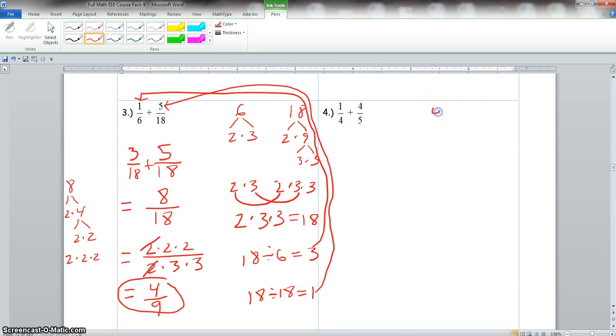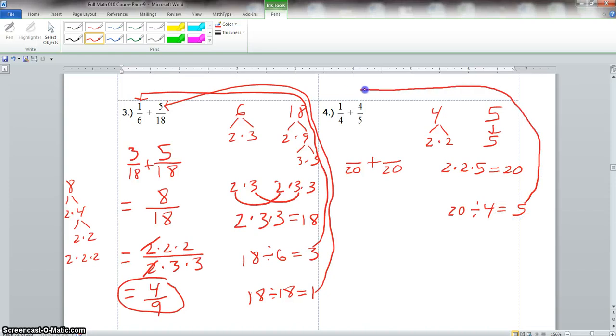Now, we take the prime factorization of 4 and the prime factorization of 5. Prime factorization of 4 is 2 times 2, and we already know that 5 is prime. Now if you notice here, they have nothing in common, so you will write down all of the factors. So 2 times 2 is 4, times 5 is 20. So our denominators are 20. Now just like we did in the last problem, we would take the new denominator divided by the old denominator. 20 divided by 4 is 5.